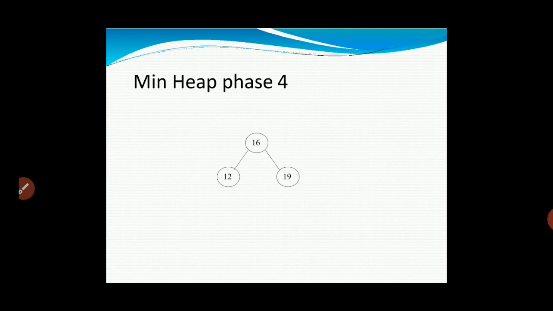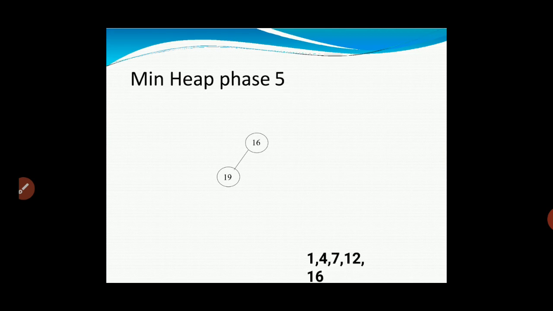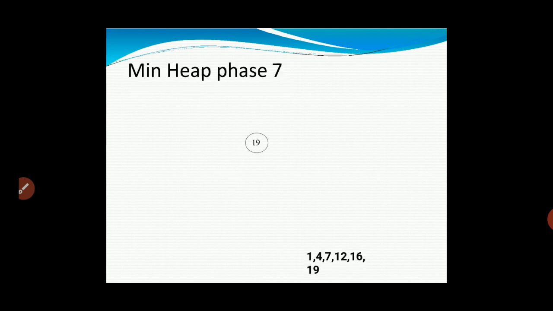So this one is 16, 12, 19, but 16 is greater, so heapify is applied here. Which heapify? This is min heapify. Then 12 is in the position of 16, and 16 goes there, and then extract the 12. After extracting the 12, the position goes to 19. 19 is above and 16 is there. Again we have to apply min heapify. 19 is greater, so first swap these values, 16 and 19, and 16 is then extracted, and the last one is 19.